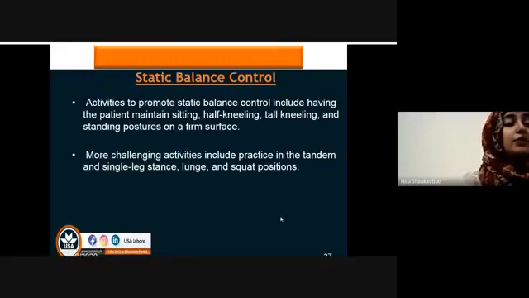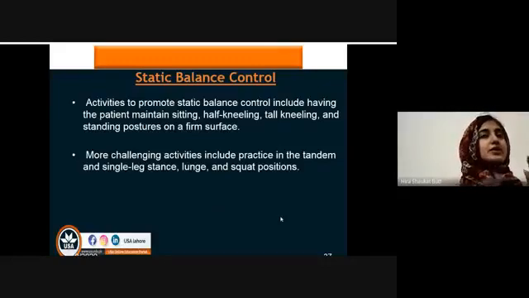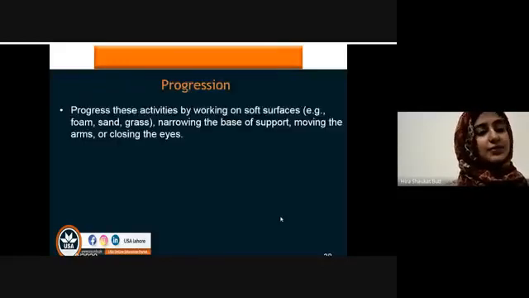Okay, if you want to make it more challenging, then you can include practicing these positions in the tandem position, or you can ask them to practice these positions with single leg stance, or with lunges, with squats, or you can ask them to stand on some unstable surface. For example, you can ask them to stand on some cushion rather than standing on the firm surface. You can ask them to close their eyes. So this is how you can add various exercises.